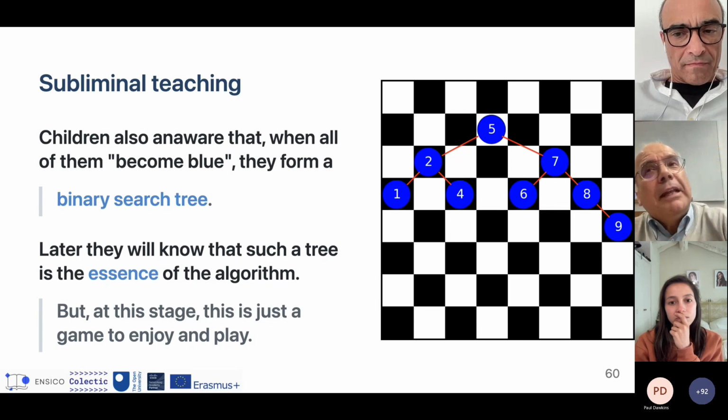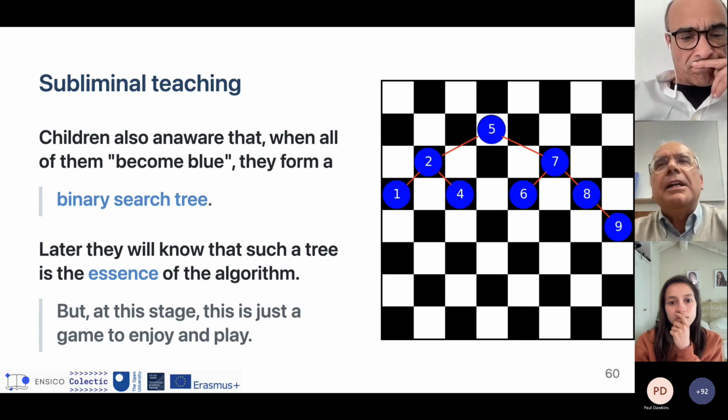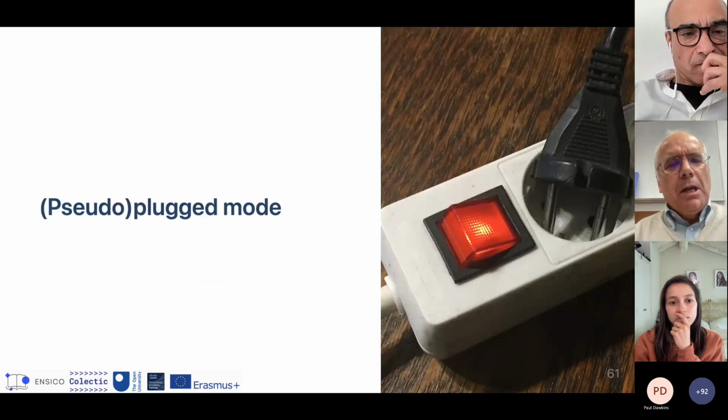But we believe that the fact that they have danced this is going to stay there for a long time, and eventually it starts popping up, and at some stage we might say, you remember when you danced that game, and so on and so on. That's quicksort. Let us now make it explicit. So this is just an example of subliminal teaching.